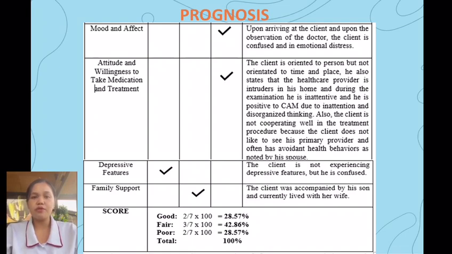28.57% is both the good and the poor categories. In the good category, the onset of illness is good because his disease is immediately diagnosed. In depressive features, the client is not experiencing depression.